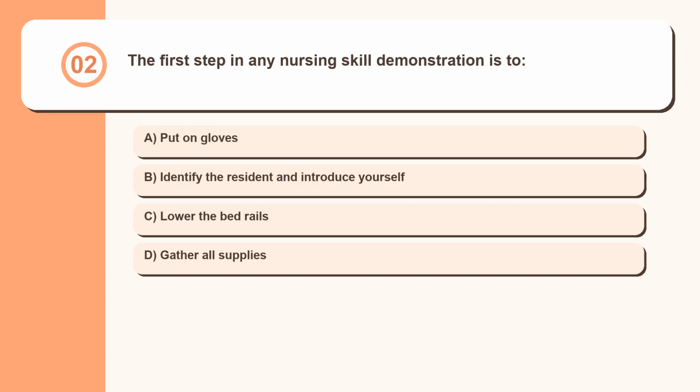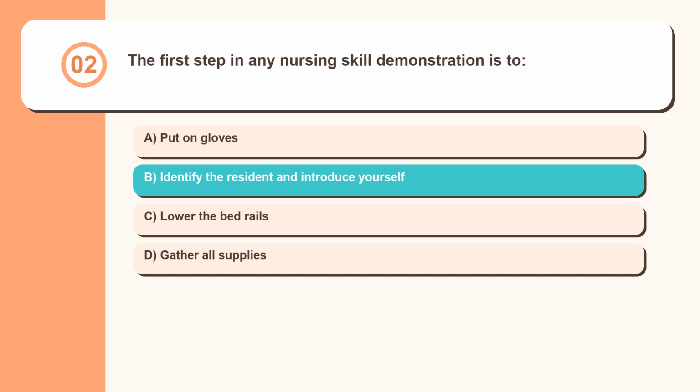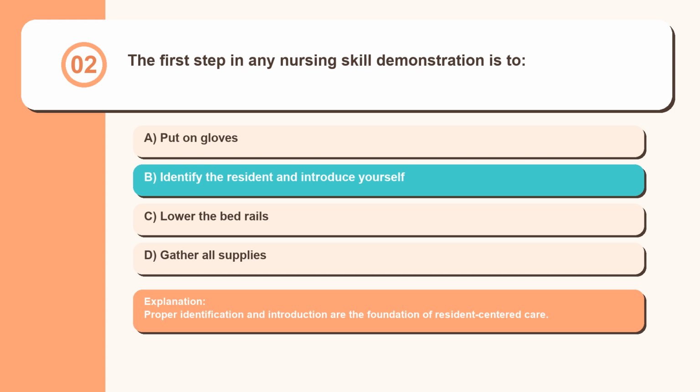Question 2. The first step in any nursing skill demonstration is to put on gloves. Identify the resident and introduce yourself. Lower the bed rails. Gather all supplies. Proper identification and introduction are the foundation of resident-centered care.